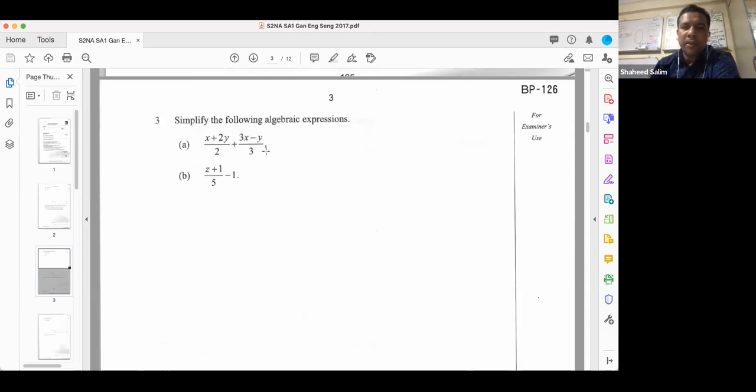So down here, you make it the same denominator. You times by 2 to make it 6. This one you times by 3. Right? Don't plus the denominator, no. So this one must times 3. This one you must times by 2.